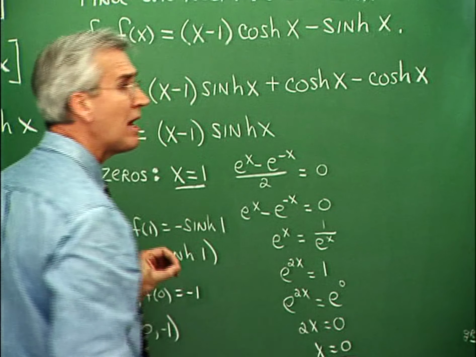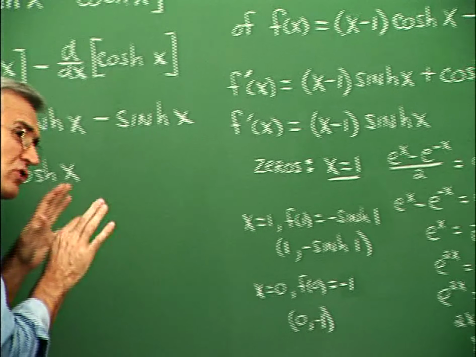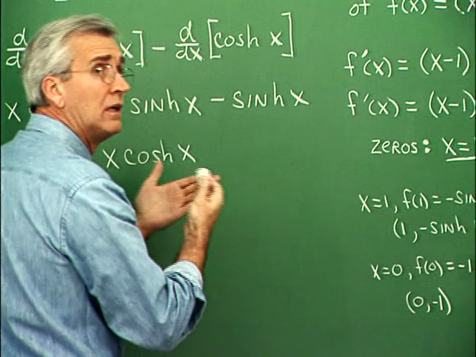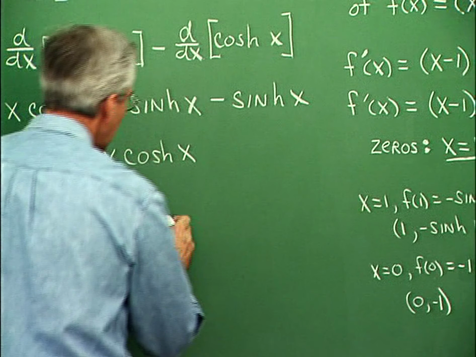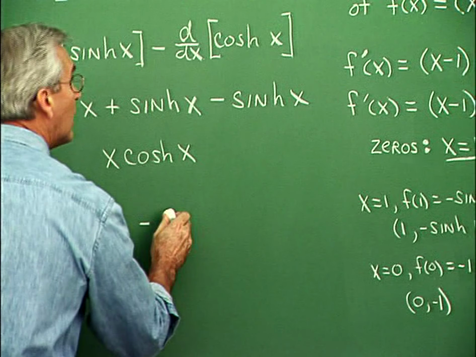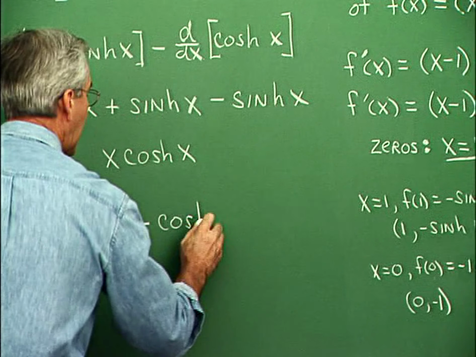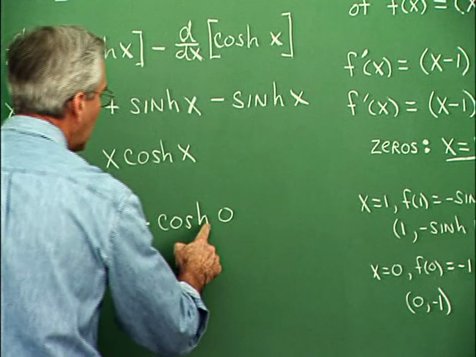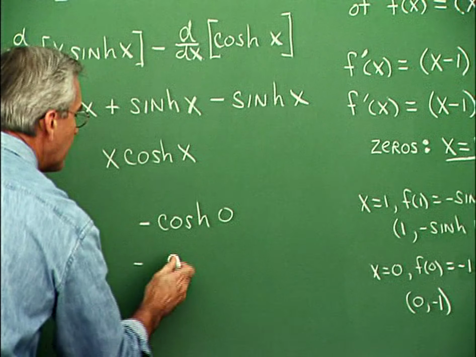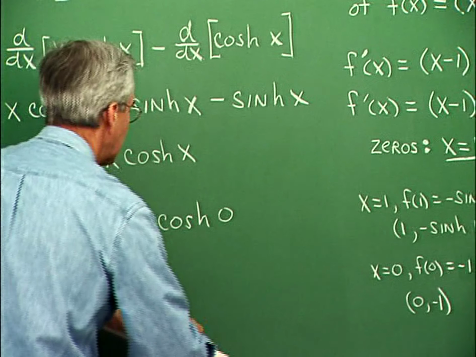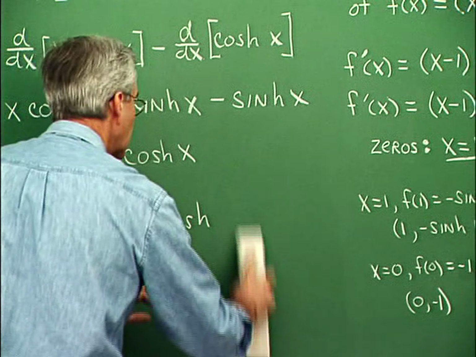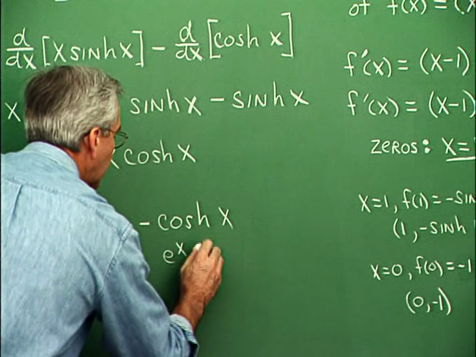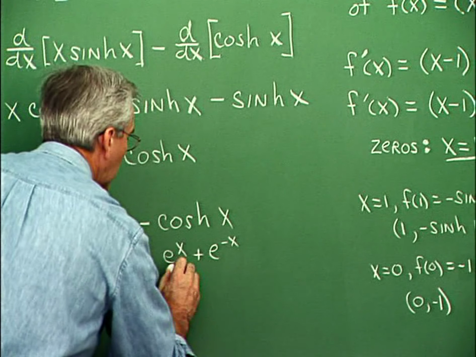If you get into a jam like that, algebraically, you can get yourself out of the jam by going to the definition of the hyperbolic function that we're talking about. So here we're trying to evaluate the negative of hyperbolic cosine of 0. What does that mean? Well, we know that if we were talking about hyperbolic cosine of x, then it would be e to the x plus e to the negative x over 2.